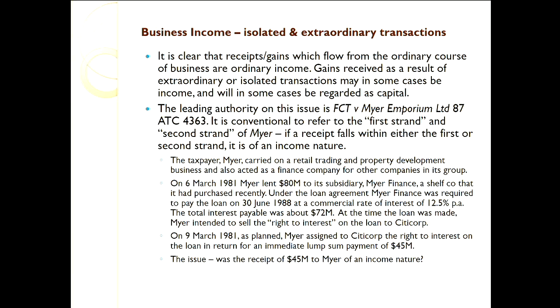The tax question now. Was the receipt of $45 million to Maya of an income nature? Is it income or capital? Maya is arguing it's capital. It doesn't want to be taxed on it. Now, these days, what you have to keep in mind with all these transactions is the effect of capital gains tax provisions. At the time these events happened, there was no CGT, no capital gains tax.